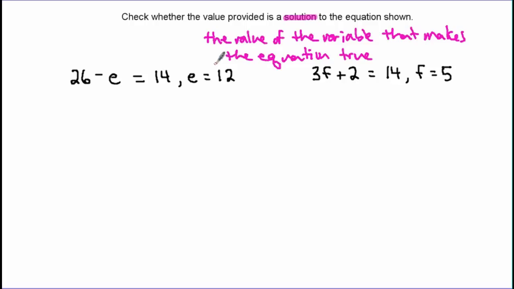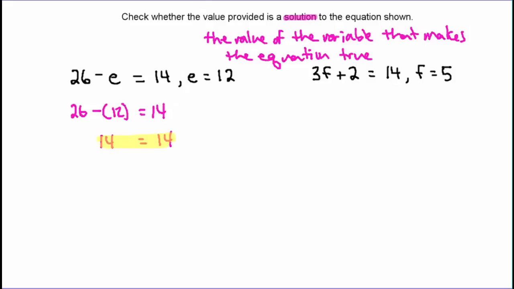Here's where we're going to use our math etiquette for evaluating equations. I'm going to start with 26 minus e. E is 12, so that goes in parentheses, equals 14. Now I will simply evaluate. 26 minus 12 is 14, and that is the same as 14. The key here is that you have to make sure you finish doing the work. The work is finished when you have a statement of equality at the end: 14 equals 14, a single value on each side of the equal sign.